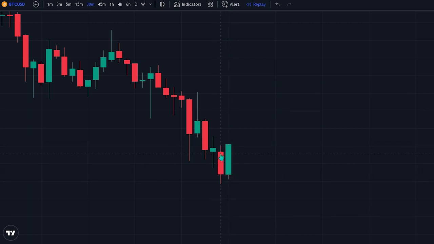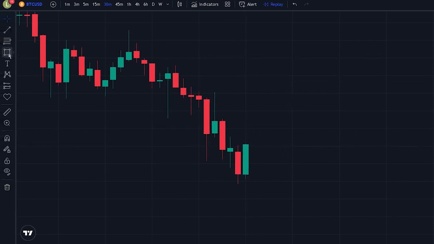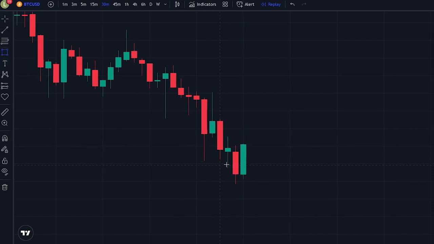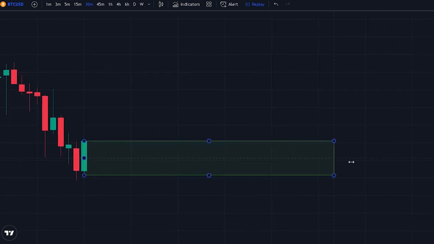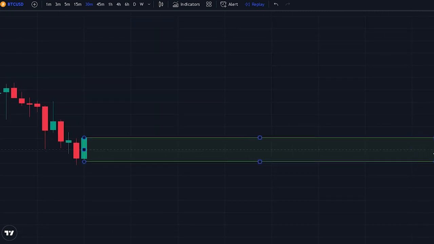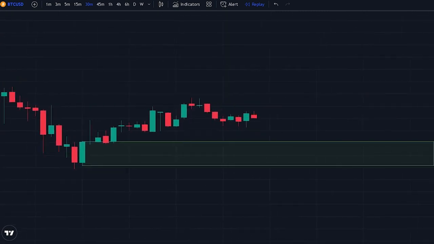To draw the demand zone, head over to the toolbar on the left and click on the box tool. Now let's draw a box around the high and low of the candlestick that will represent the demand zone. When you have done this, extend the box into the future to identify potential areas of support.